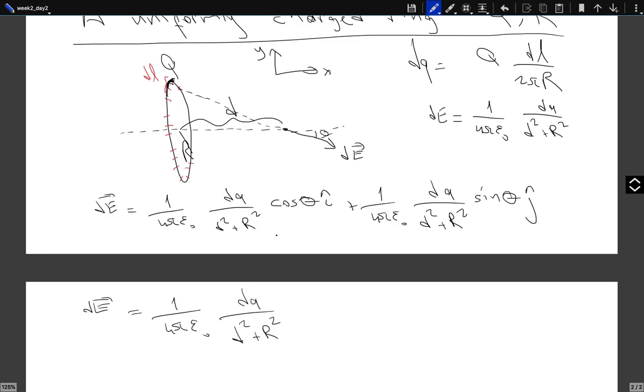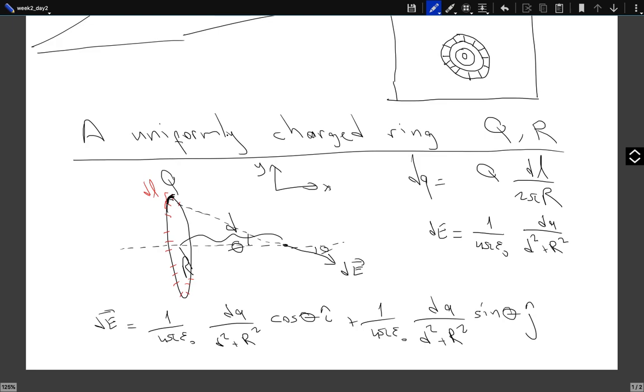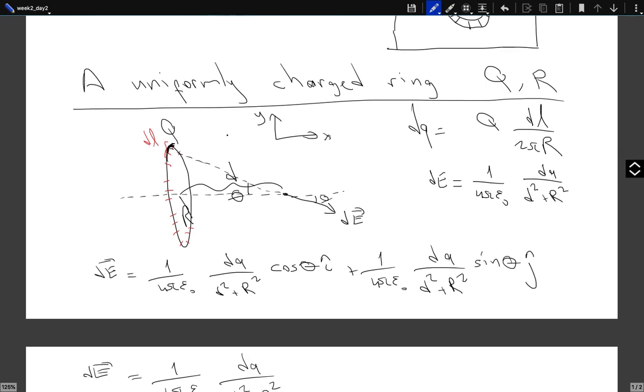What is cosine theta, by the way? Theta is this angle also. What is cosine theta? Well, it's an angle of this right triangle. The adjacent side has a length d. The hypotenuse has the square root of this sum. So that is the cosine theta.